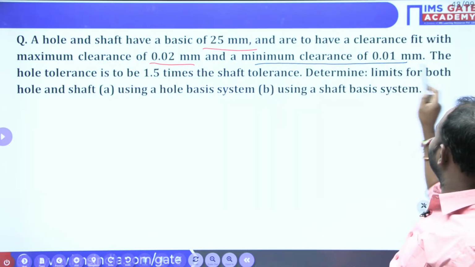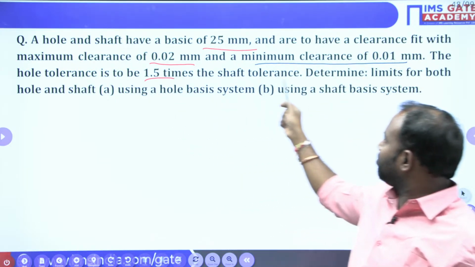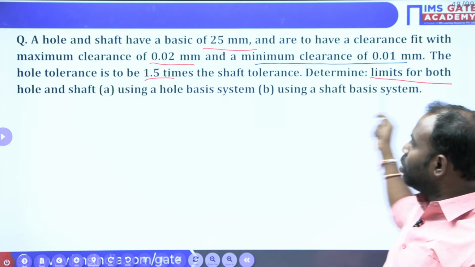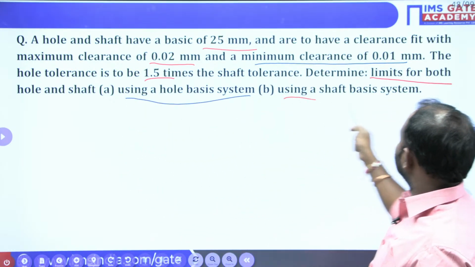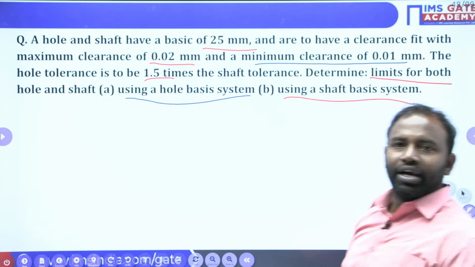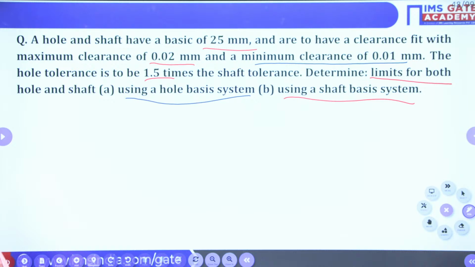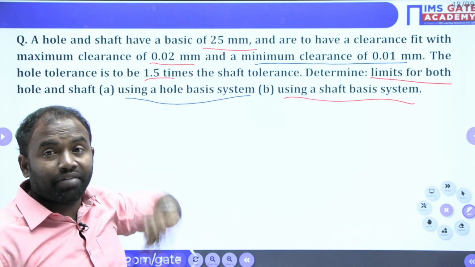Next, clearance fit with a maximum clearance of 0.02 mm, minimum clearance of 0.01 mm, and the hole tolerance is to be 1.5 times the shaft tolerance. Determine the limits for both hole and shaft using hole based system and using shaft based system. Okay, guys? What they said is that it is a clearance fit, and also the maximum clearance and minimum clearance are given.